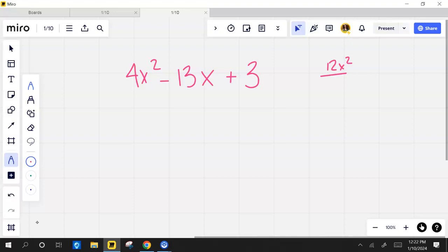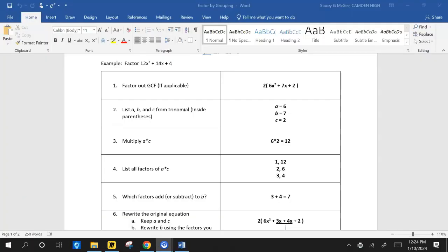But they're both negative. Okay, so let me try to refresh you and see if we remember. When you've got a quadratic, you've got steps. Once we do that, we look at our A and our B and our C, list those out, multiply the first and the last together. Right? Do y'all remember doing this? Look at that picture. This is the steps to do it.